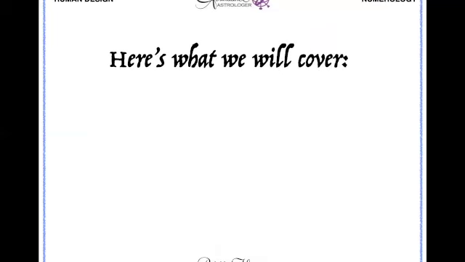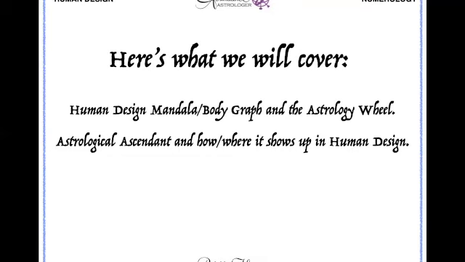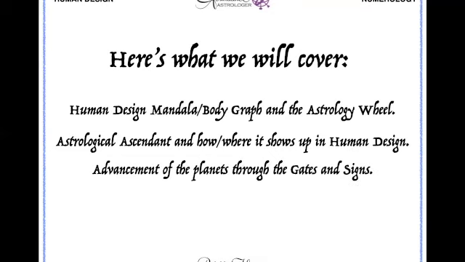So this is what we're going to cover here. We're going to see how the body graph and the mandala associate with the astrology wheel. We're going to look at the ascendant and where it shows up in human design. We're going to check out the planet's movement through the gates and the signs, and look also at the transit of the lunar nodes.